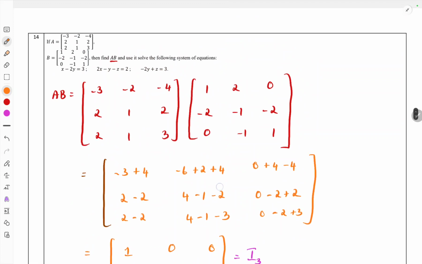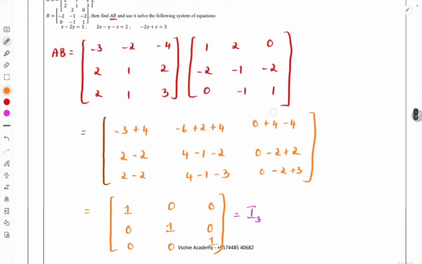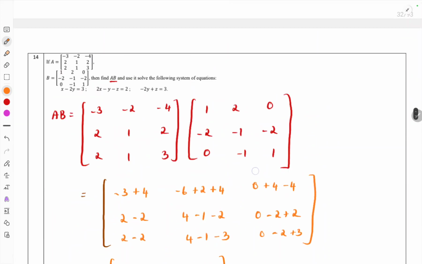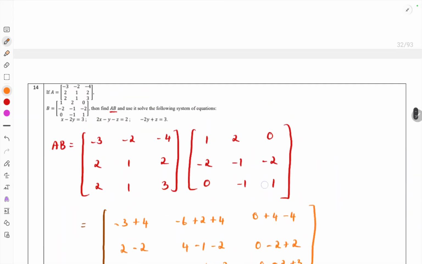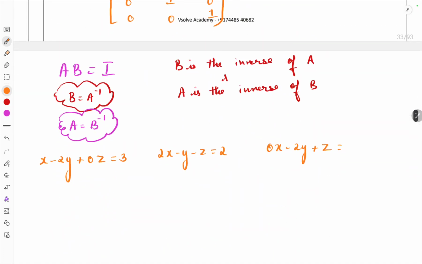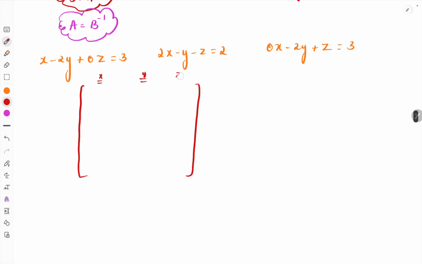So 2x minus y minus z equal to 2, second equation. Next, x term is not there, so 0x minus 2y plus z equal to 3. So we have 3 equations like this. So how to write this in matrix form? We can write in this form. So here I am writing the coefficient of x, and here I am writing the coefficient of y, coefficient of z. So in the first column, if I write coefficient of x, I have to write x in the first row, here y in the second row, z in the third row.